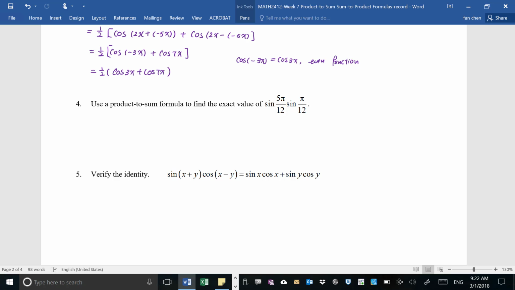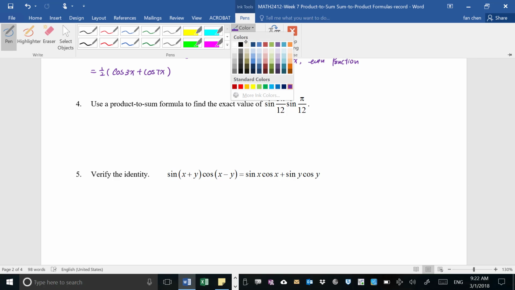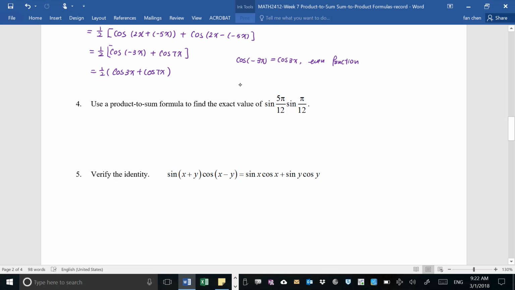Sine 5 pi over 12. Oops, that is not a special angle. It might be hard for me to find the exact solution. And sine pi over 12 is not exact either. But I notice that if I use 5 pi over 12 minus pi over 12, then I get 4 pi over 12, which is pi over 3. That's a special angle. And if you add them, it's 6 pi over 12, which is pi over 2, a special angle. So I can take advantage of that to solve the problem.